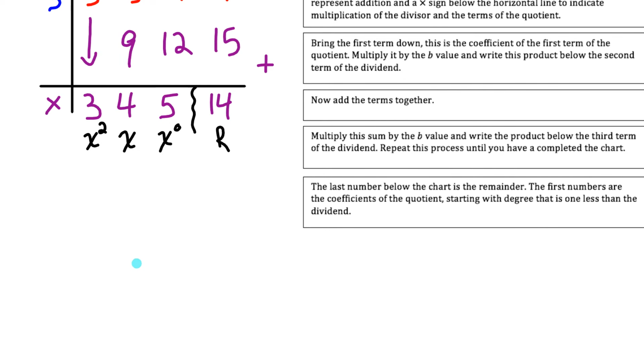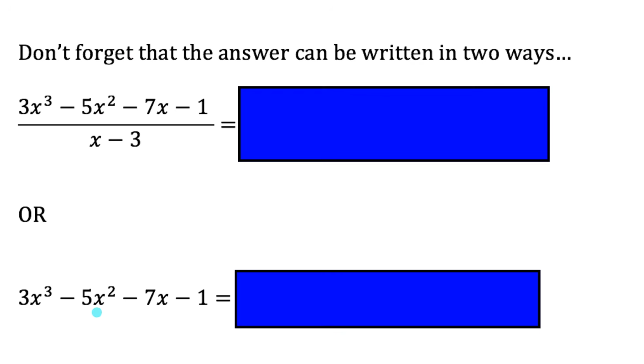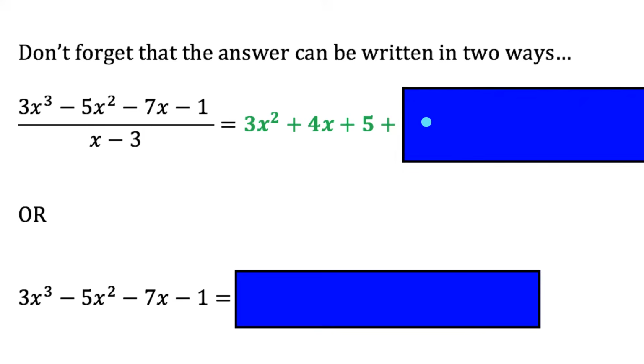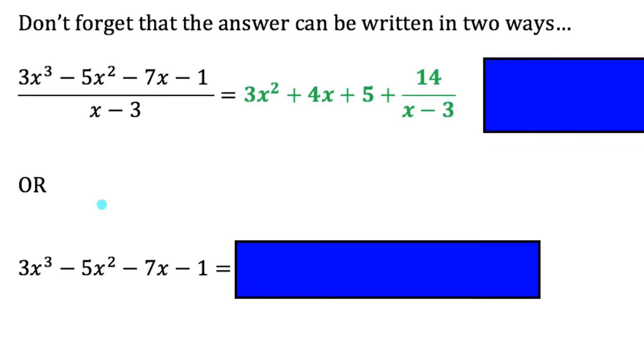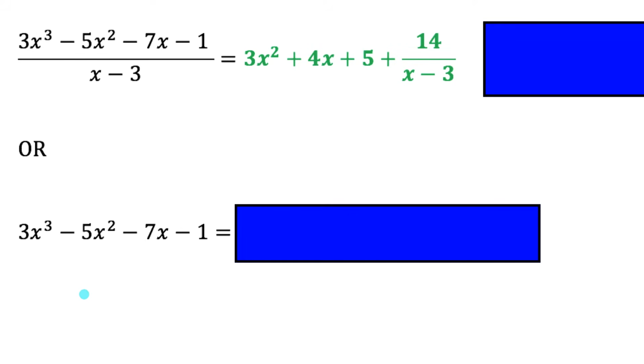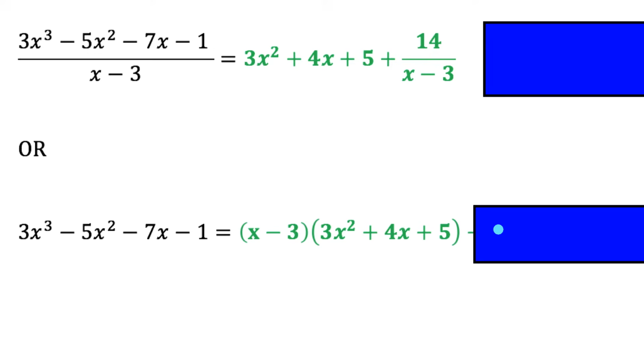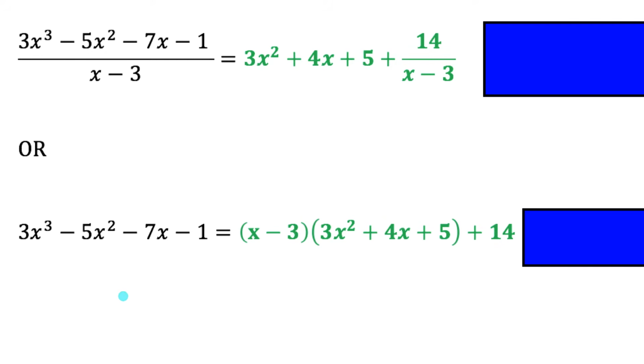We can write our answer in two forms, remember, either quotient form or using the multiplication statement that could be used to check the division. So let's write our answer both ways. In quotient form, we always have the division equals our quotient, which we got as 3x squared plus 4x plus 5, and then we add the remainder over the divisor. Or we can write the multiplication statement, which is where we break up the dividend into a product of the divisor and the quotient, and then add the remainder. Both formats are just different ways of expressing the answer we found.